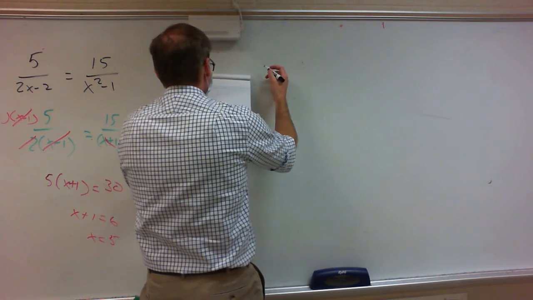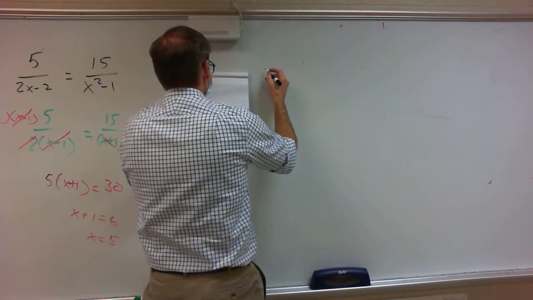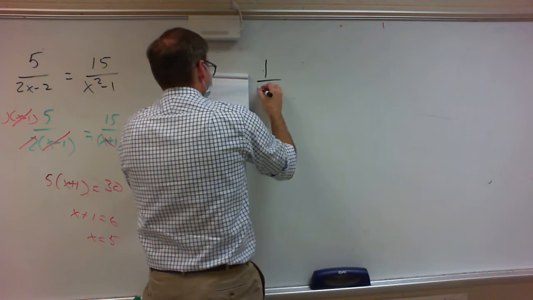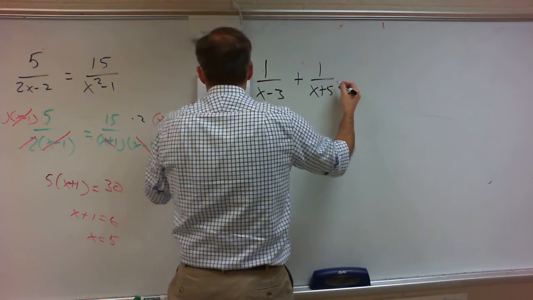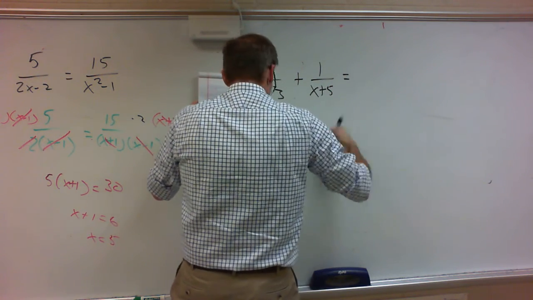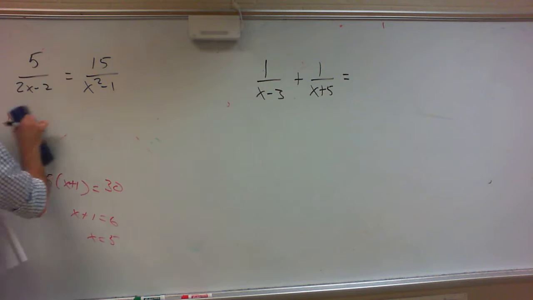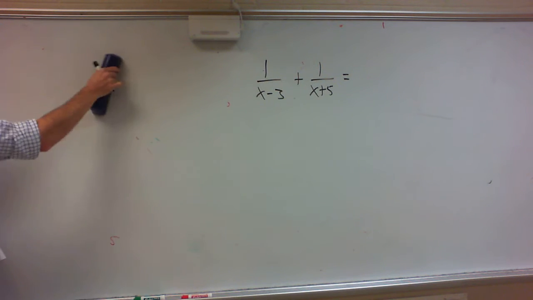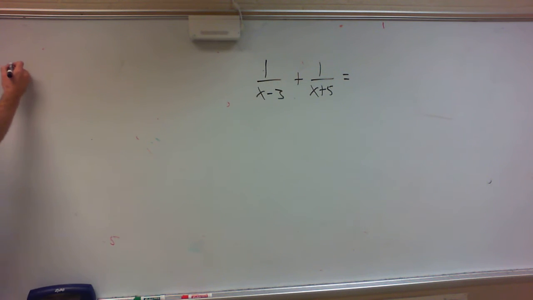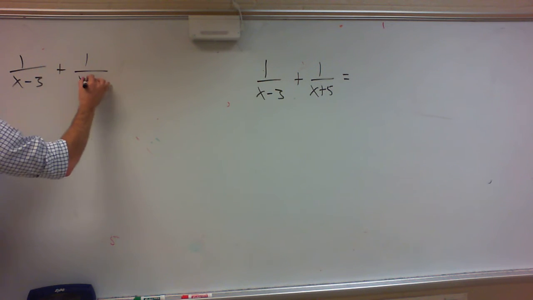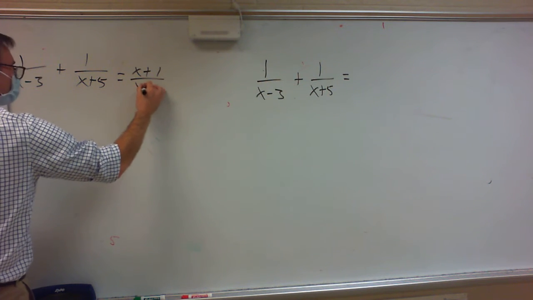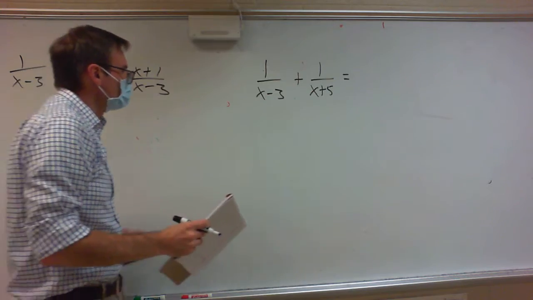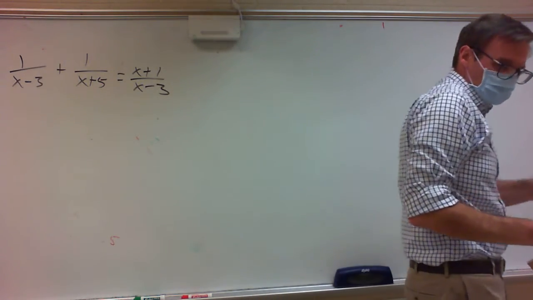So what if I give you 1 over x minus 3 plus 1 over x plus 5. I need to erase this. I want to make sure I have enough room to write. I don't want to run to the edge of the wall. I'll give you a few seconds to write that down.